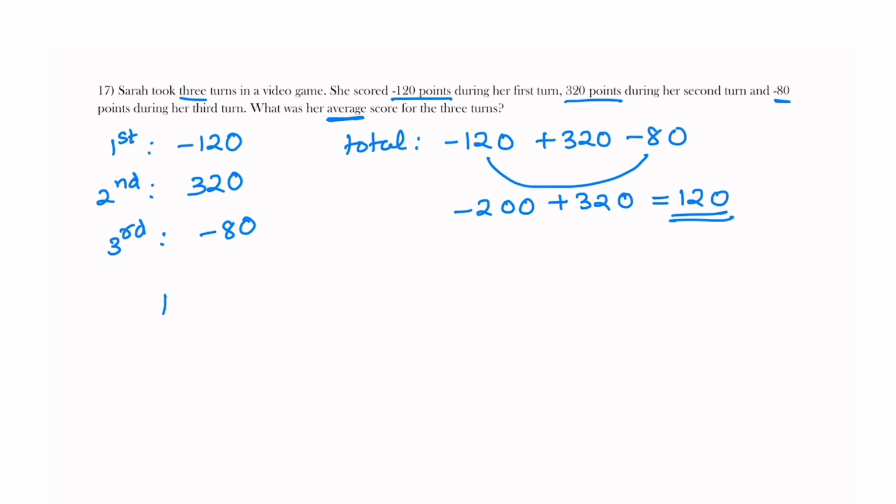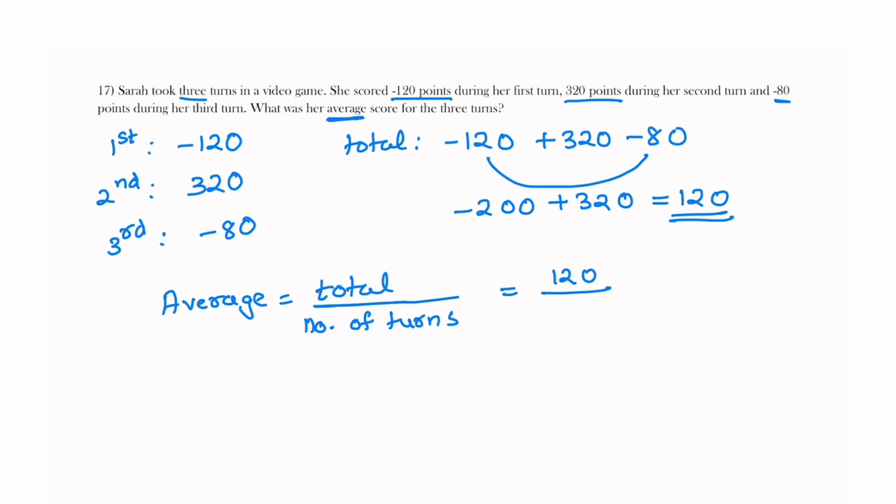And we are supposed to find the average. How do we find average? Do you know the formula? It's basically total divided by the number of turns. Okay, how many times did she play the game? So the total is 120 divided by the number of turns, 3, and her average will be 40 points per game. That's how you solve this question.